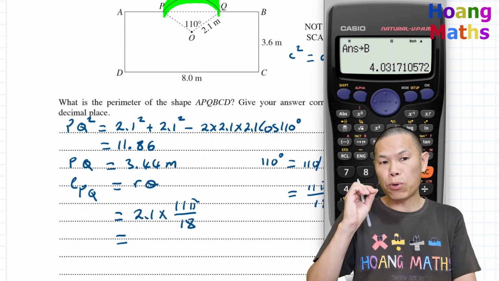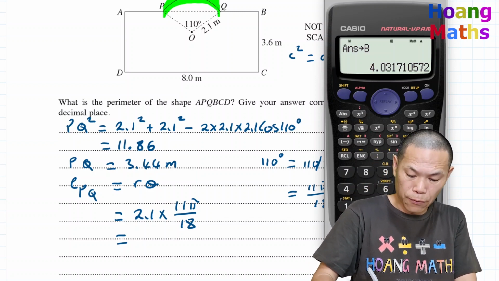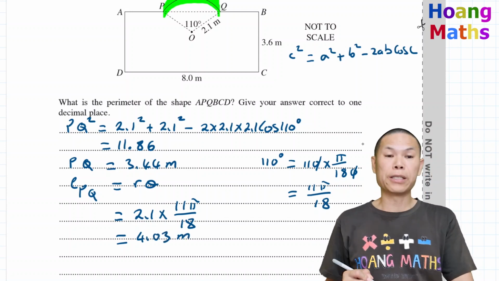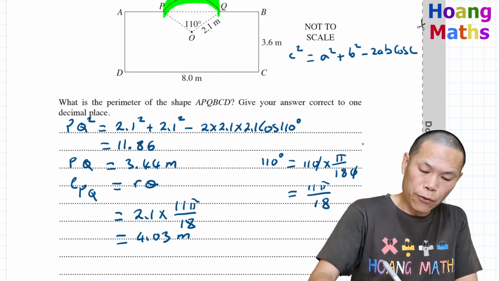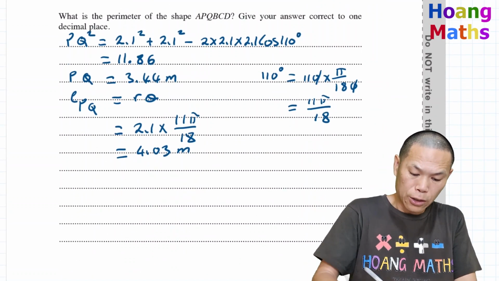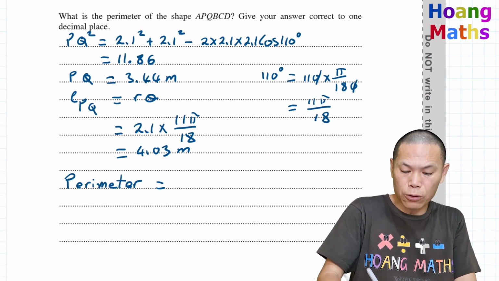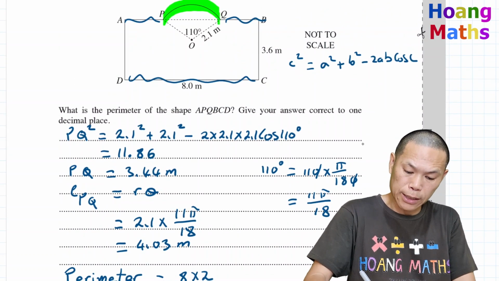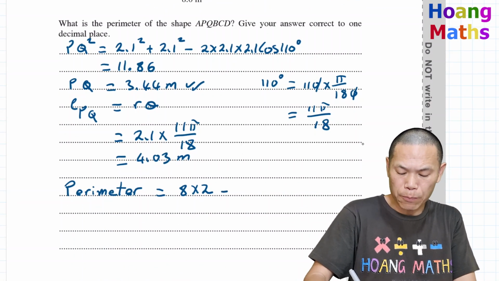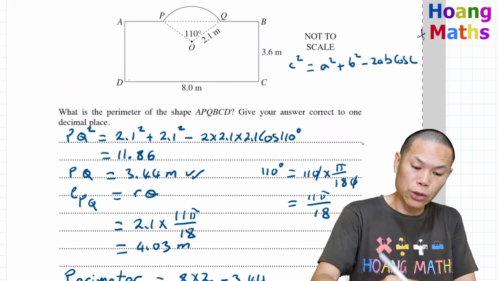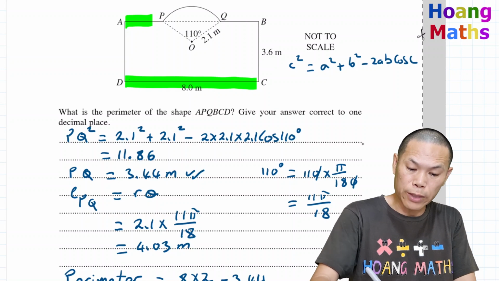Okay, so 4.03. So that's the answer. Let's just write meters first. So now we just add them up. So don't forget, okay, this length here, if I times 2 minus this length out, will give me this length. Okay, keep that in mind. So let me just write this down for you first. So the perimeter is equal to, so 8 times 2, and then we minus the length PQ, that is 3.44 minus 3.44. So that will give me this length here. Let me clear this first. So that so far is this length that we add.